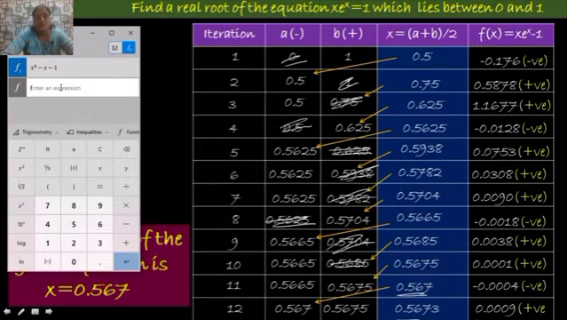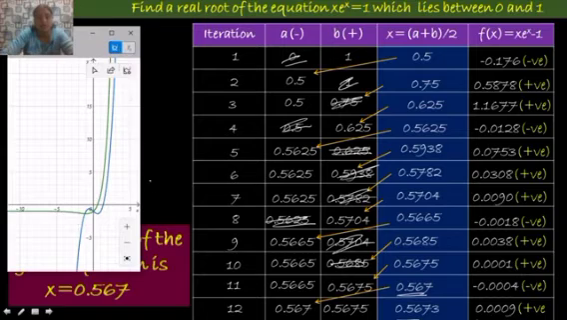Let me now show you how the graph of the function looks, that is x e^x - 1. If you plot this curve on a graph sheet, you get a graph like this. This is the second graph, and just delete the previous one.